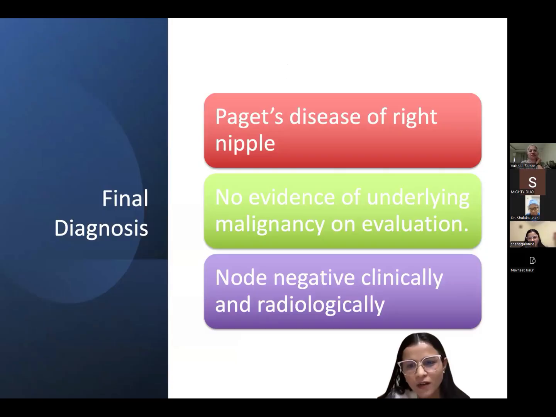So with these available investigations and clinical findings, we had confirmed that this was Paget's disease of the right breast, and there was no underlying evidence of malignancy on evaluation. This was a clinically node negative and also radiologically node negative disease. Did you ask them to get the biopsy blocks and review, or did you just trust what has been reported?